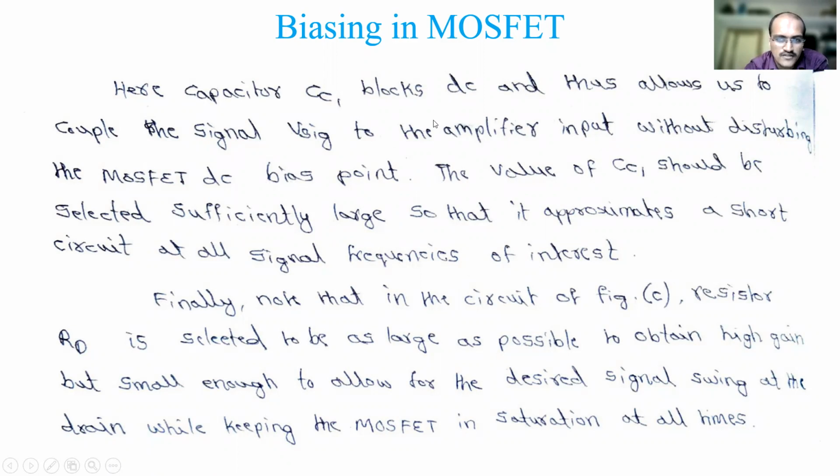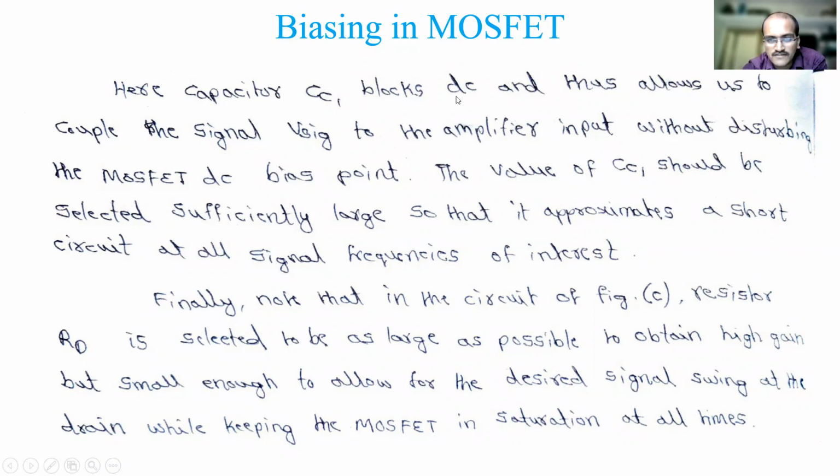This you have observed in seminar halls and all. So when the speaker is speaking, suddenly their voice will go very loud, like a disturbance to you. Okay, so that is nothing but that. Okay, so the changing of the biasing points and all. Okay, so they are tuning the signal properly. The value of CC1 should be selected sufficiently large so that it approximates a short circuit at all signal frequencies of interest. Okay, so this is blocking.